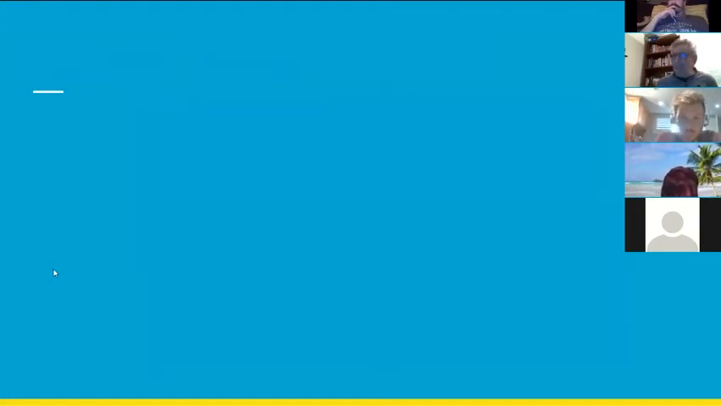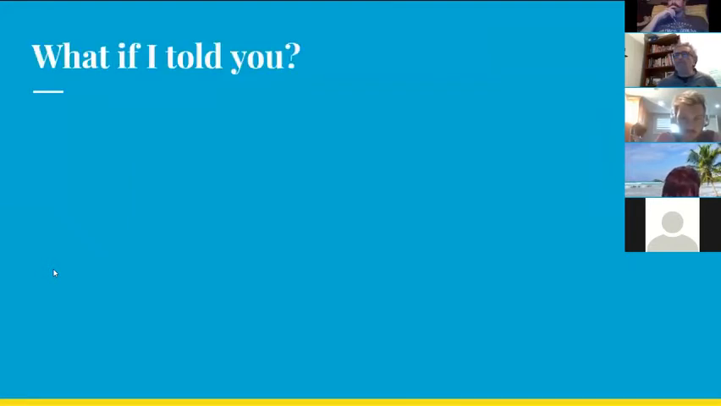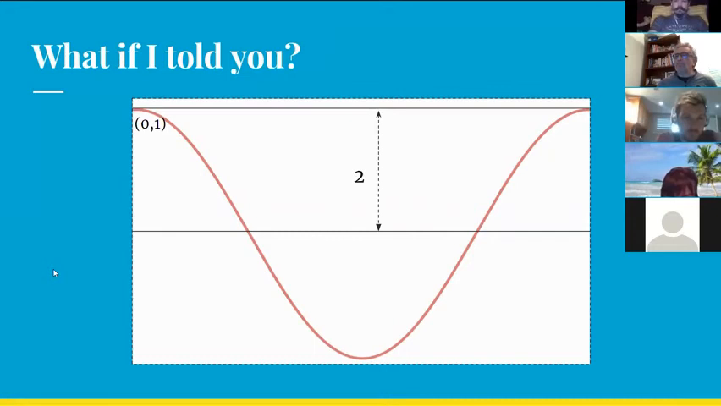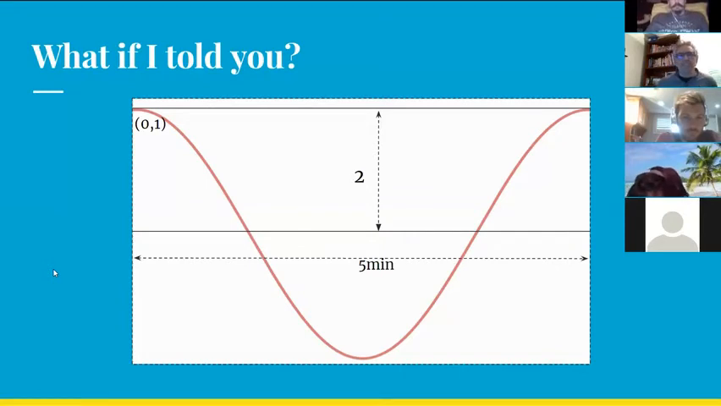Okay. All right. And we save the best for last. Here it is. Okay. This one is different because it's red. Okay. And then let's see, what if I told you that this was 0, 1? Okay. And what if I told you that the amplitude was 2? And of course, we may need the period, wouldn't we? What if I told you the period was 5 minutes? Okay, I'm going to let you work on it.